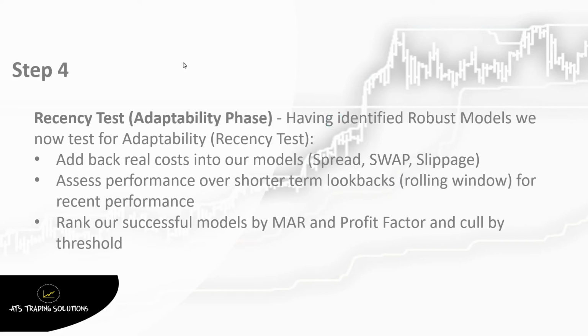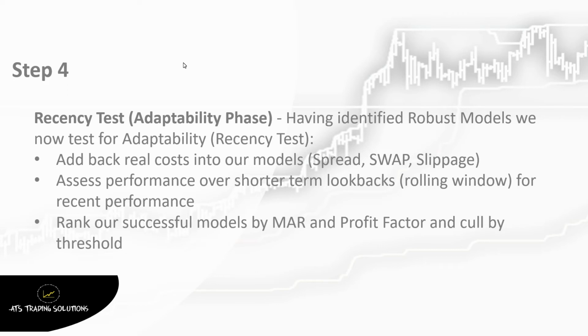Now that we've got a ranking based on the multi-market approach, we're going to see how this might work in a real life scenario. So we're adding back the costs, putting in the spreads and the swap, etc. Slippage is a little bit difficult to do in MT4, but we've overcome that by effectively doubling our spread. Our typical spread might be 2 pips, and in our testing we'll go to 4 pips just to give us a bit of a slippage factor in there.